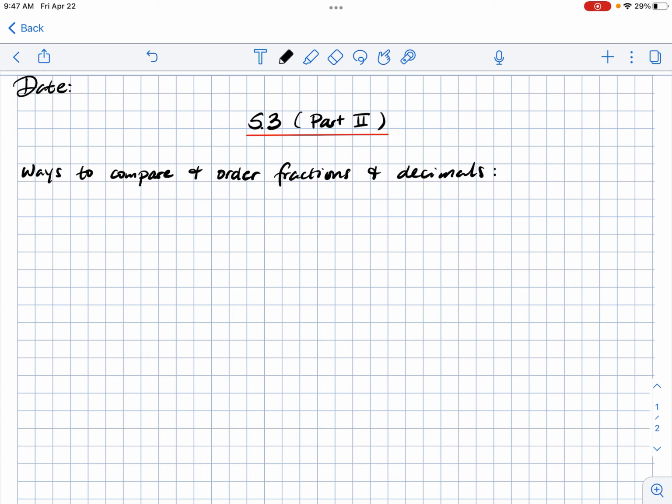This is a continuation, or part 2 of 5.3, comparing and ordering fractions and decimals. Hopefully you've watched the previous 5.3 video, a review of mixed numbers and improper fractions. So please make sure you've watched that video before watching this one. If you need to get out of this video, go ahead and do that.